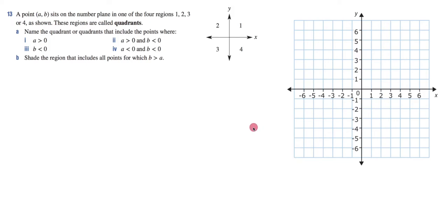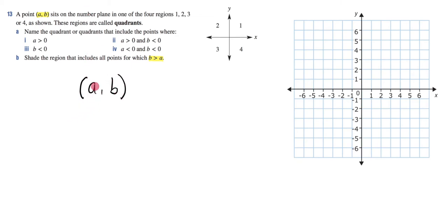All right, so let's now deal with 13b, which says, shade the region that includes all points for which b is greater than a. Let's again remind ourselves that we're dealing with the point a, b. So let me write that down. a, b.